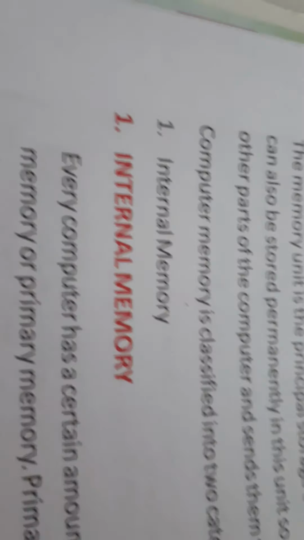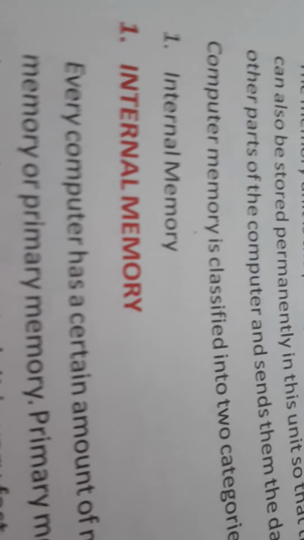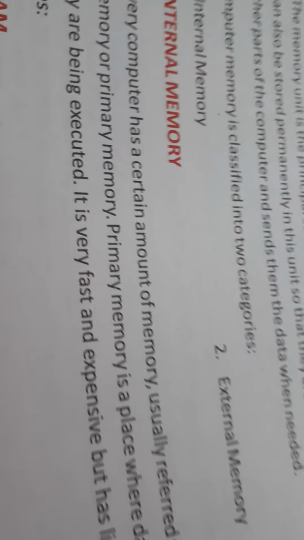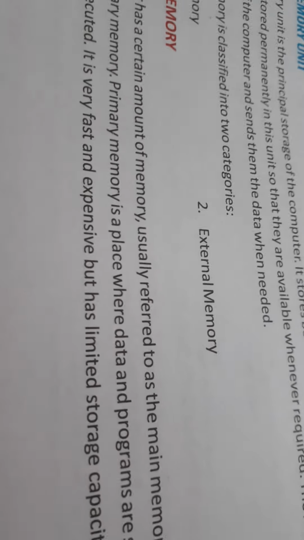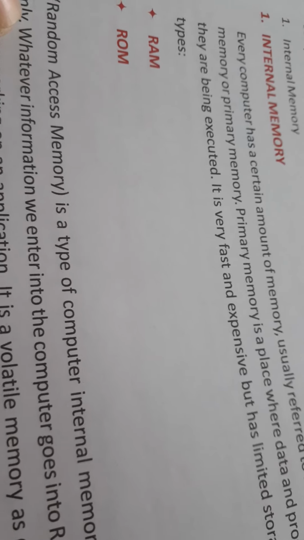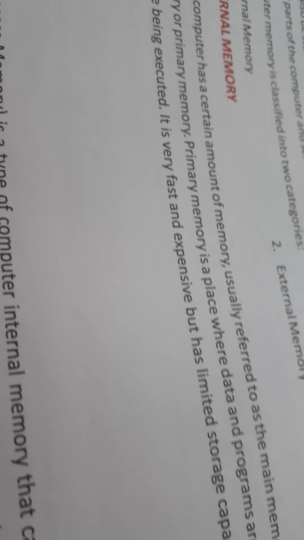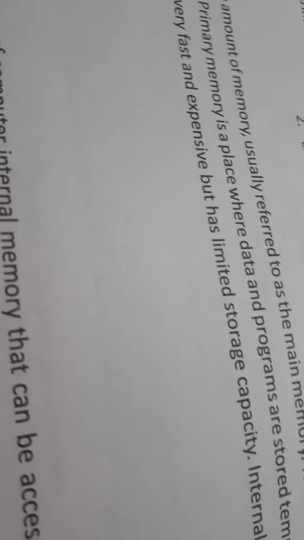Here, every computer has a certain amount of memory, usually referred to as the main memory. It means the internal memory is also known as main memory. This is called internal memory or primary memory. Primary memory is a place where data and programs are stored temporarily. It means the internal memory is responsible for keeping the data only temporarily.